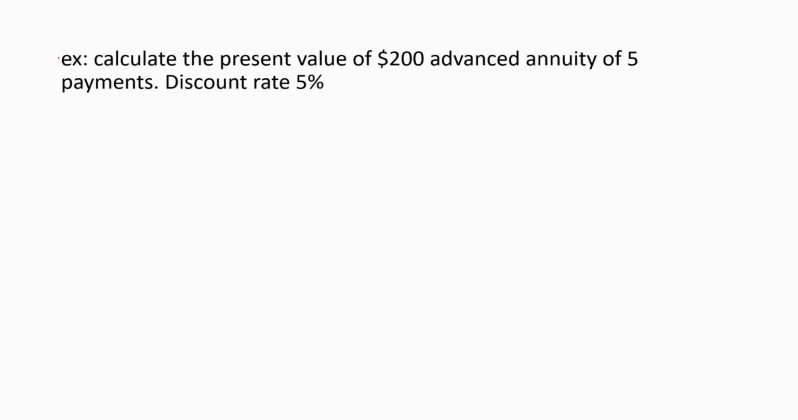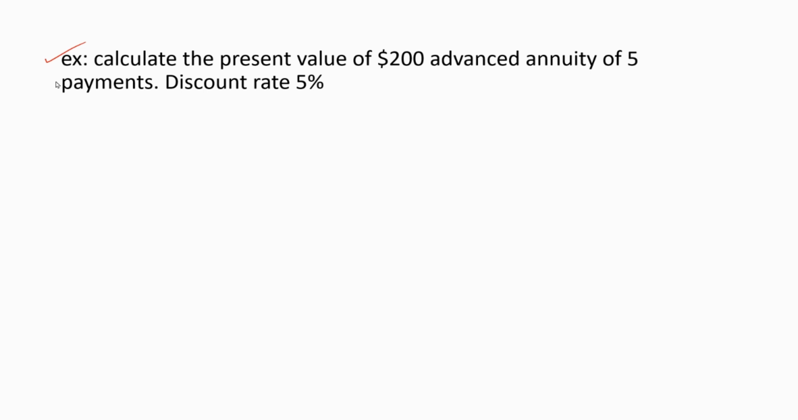Here is an example. Let's do this example so you will understand what is advanced annuity. We already know what is annuity. Now let's discuss what is advanced annuity. Calculate the present value of $200 advance annuity of 5 payments. Discount rate is 5. Simply this means there will be 5 payments.